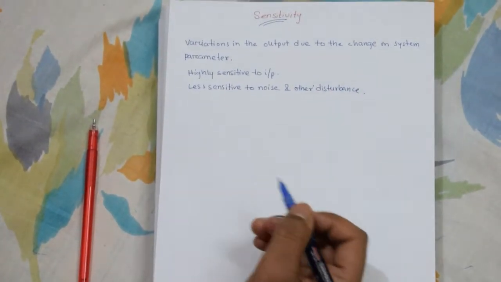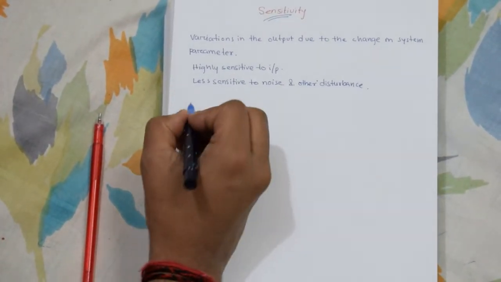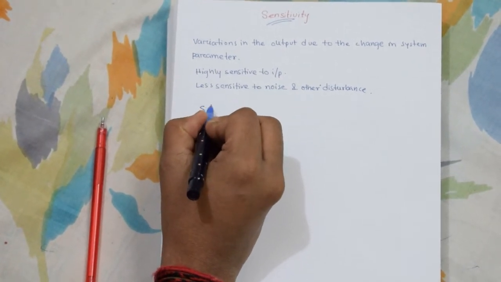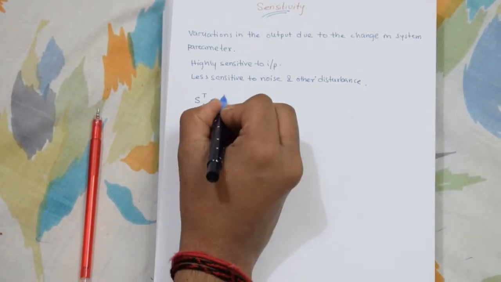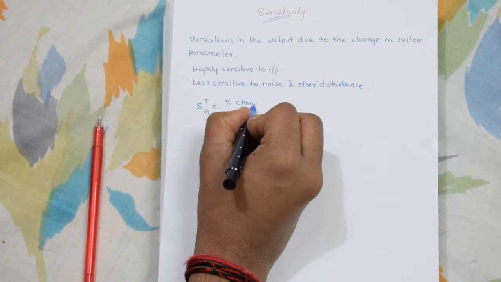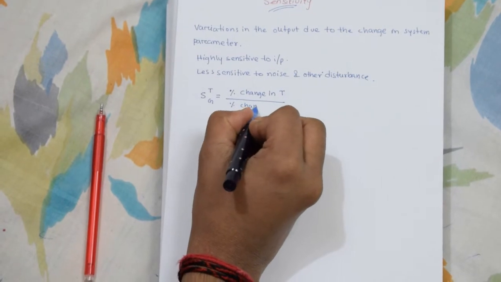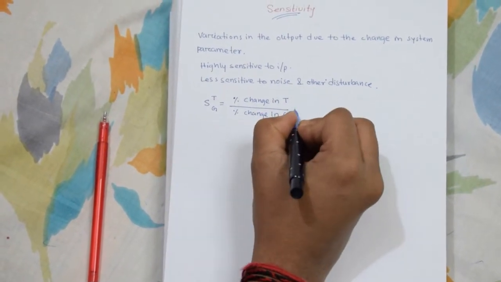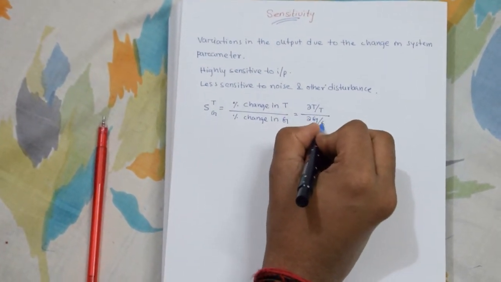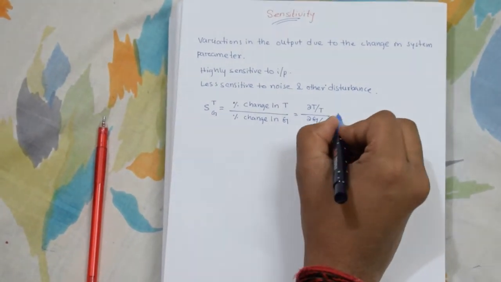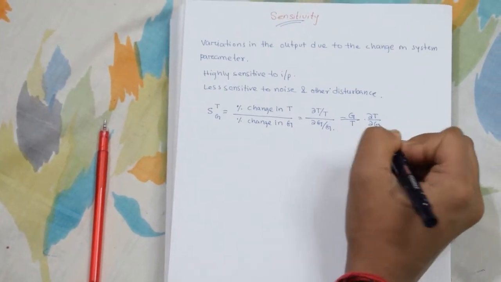Now, what is the formula for sensitivity? We will see the formula for sensitivity with respect to open loop gain and feedback. The sensitivity of a transfer function with respect to open loop gain is the percentage change in transfer function by percentage change in open loop gain, which we can write as ∂T/T by ∂G/G. If we manipulate this, we will get G/T into ∂T/∂G.